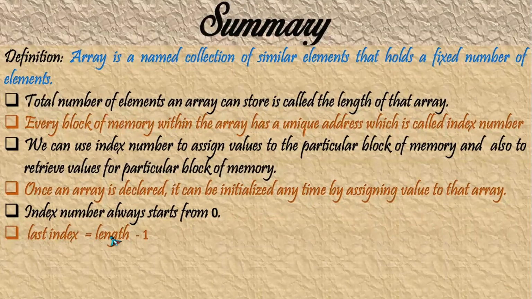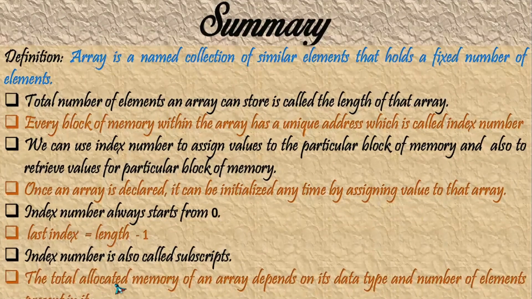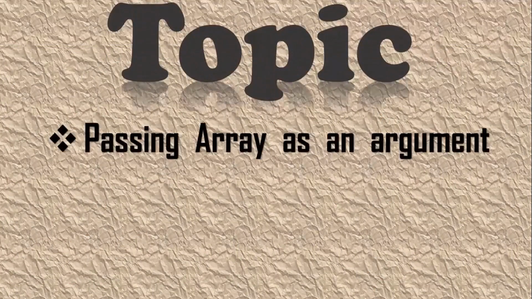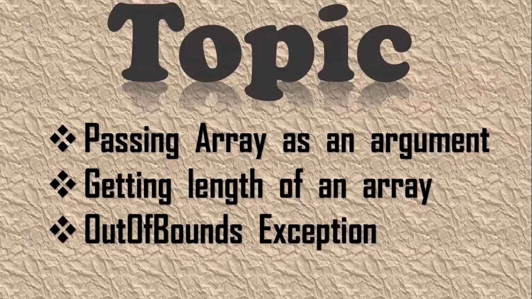So we know the length of the array is 1 greater than the last index, otherwise the last index is 1 lesser than the length. Index number is also called subscripts. The total allocated memory of an array depends on its data type and the number of elements present in it. We will learn passing array as an argument, getting the length of an array, and out of bounds exception in array. I will demonstrate passing array as an argument through a program.